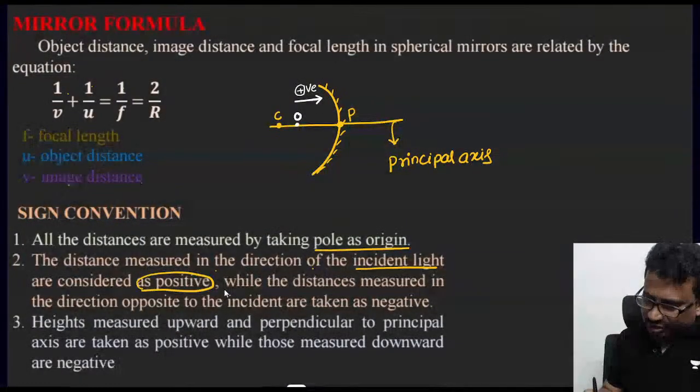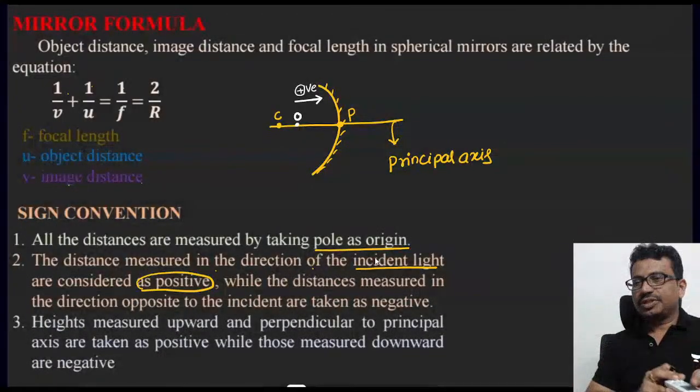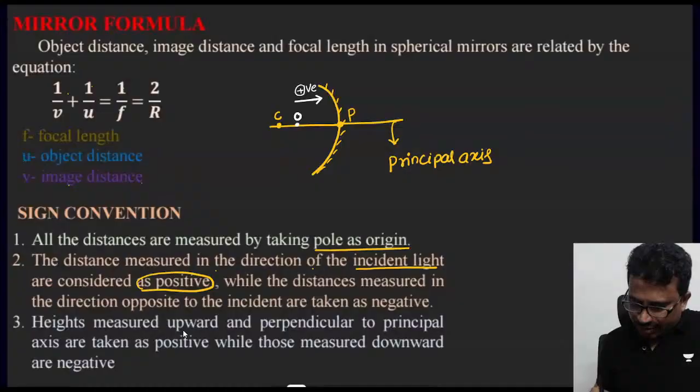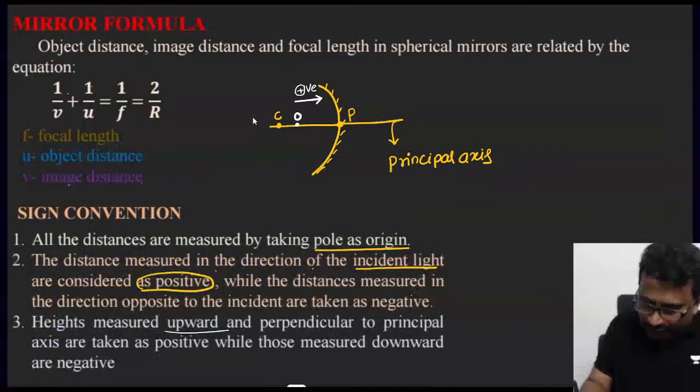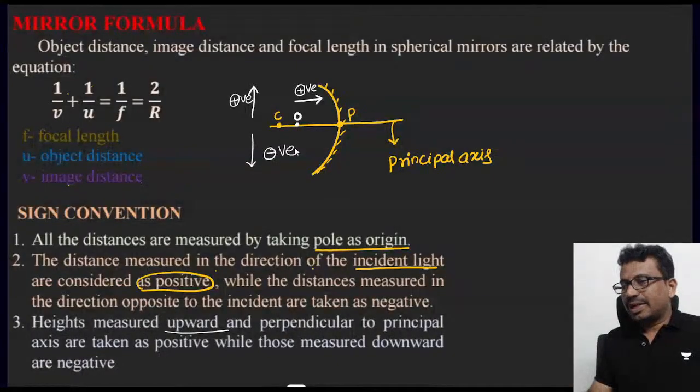Now all the distances measured along the incident ray are taken as positive, and opposite to the incident ray as negative. Next, the heights measured upward, that means above the principal axis, are taken as positive. Above the principal axis, the upward direction, is positive, and below the principal axis is negative.